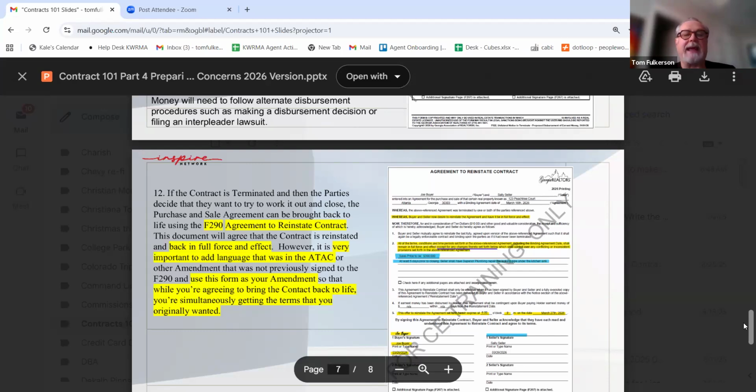However, it's very important to add language that was in the ATAC, if that's possible, or any other amendment that was not previously signed by the seller. And you can use this form as your amendment so that while you're agreeing to bring the contract back to life, you're simultaneously getting the terms, or at least some of the terms that you originally wanted.